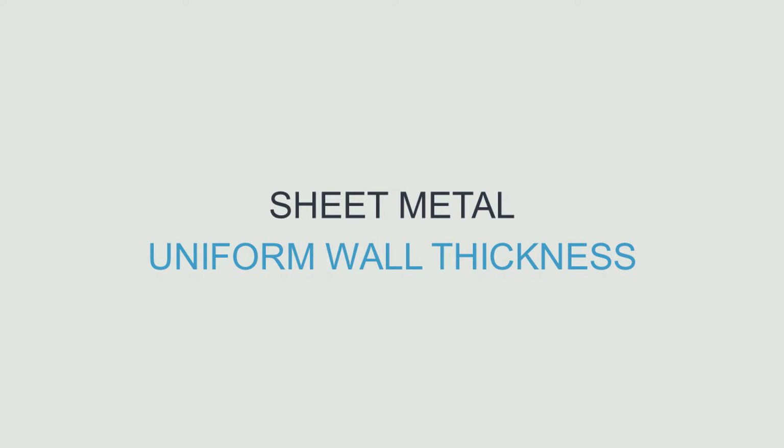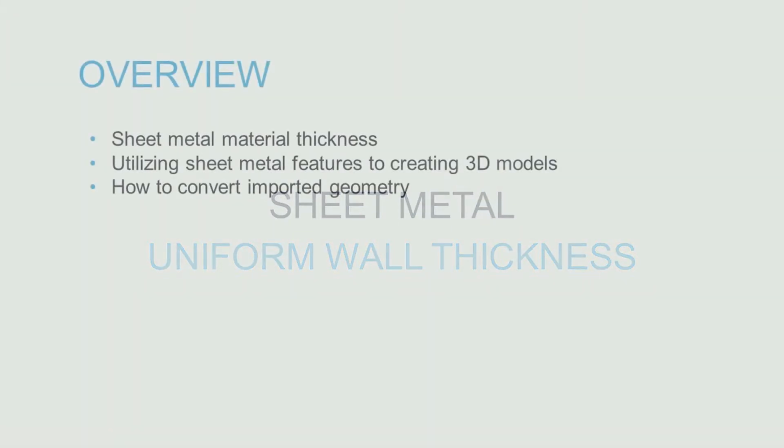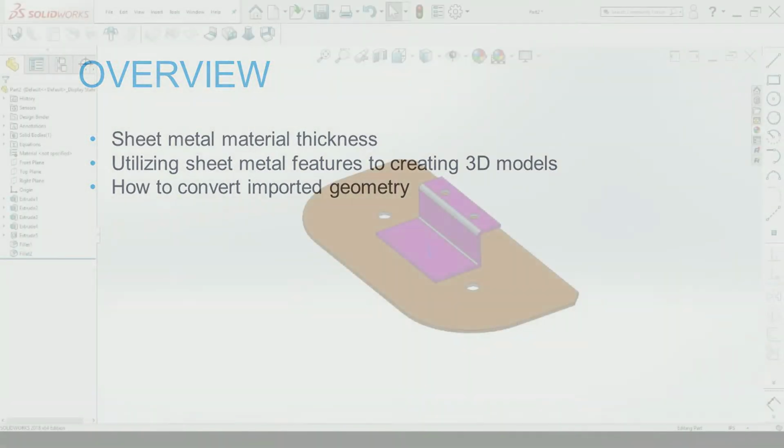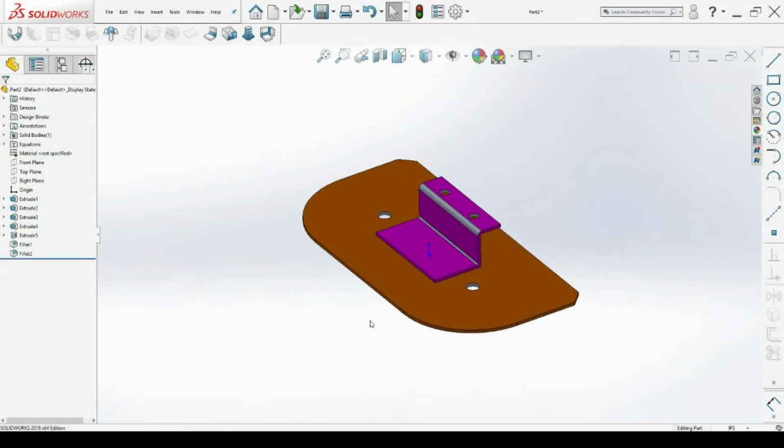Today we will be going over uniform wall thicknesses. The three topics included will be uniform material thickness, utilizing sheet metal features to create 3D models, and how to convert imported geometry. Here's an example of a project with two sheet metal bodies.